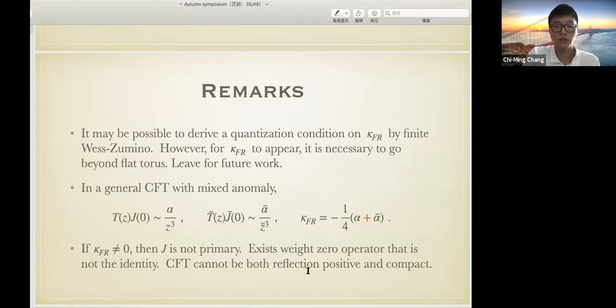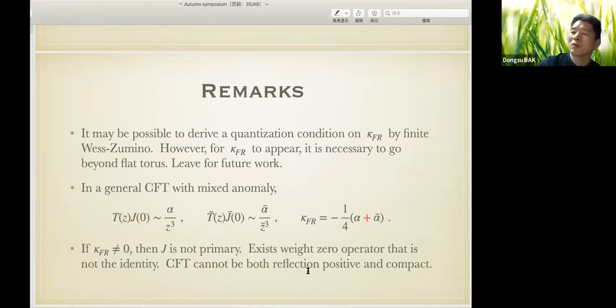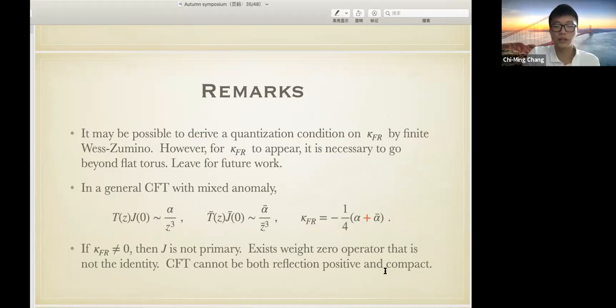I see. So the compactness plays an important role here. Right, in the argument. Okay, thanks.